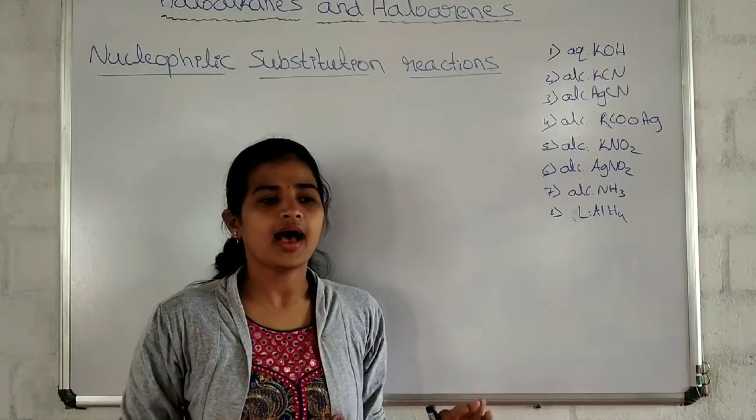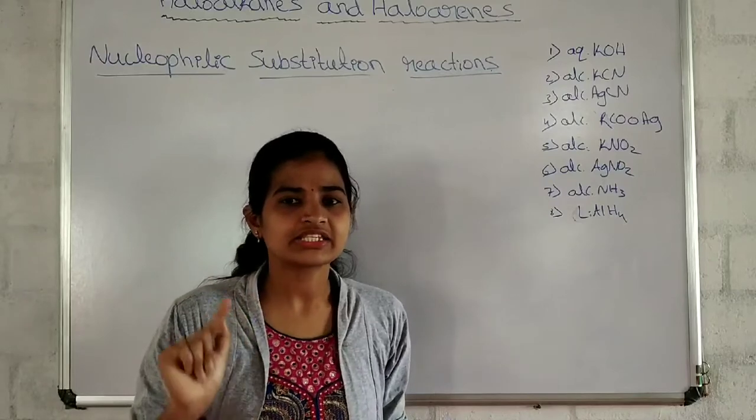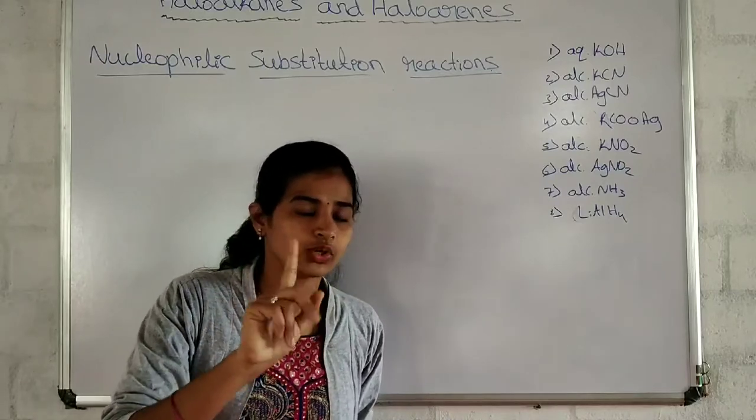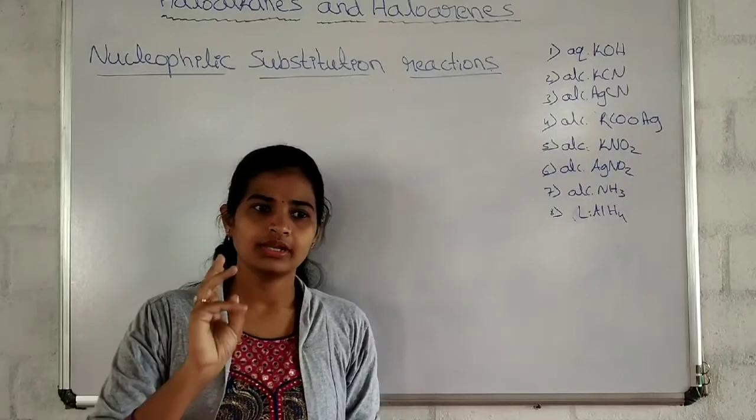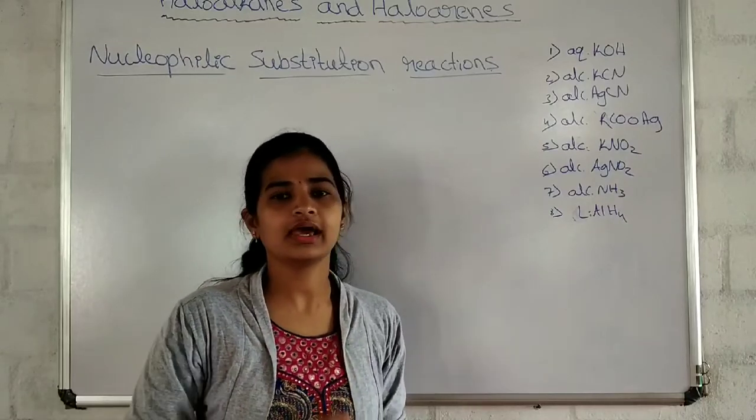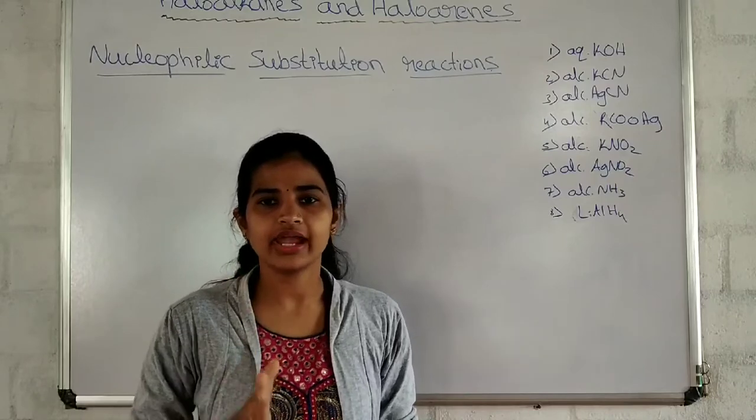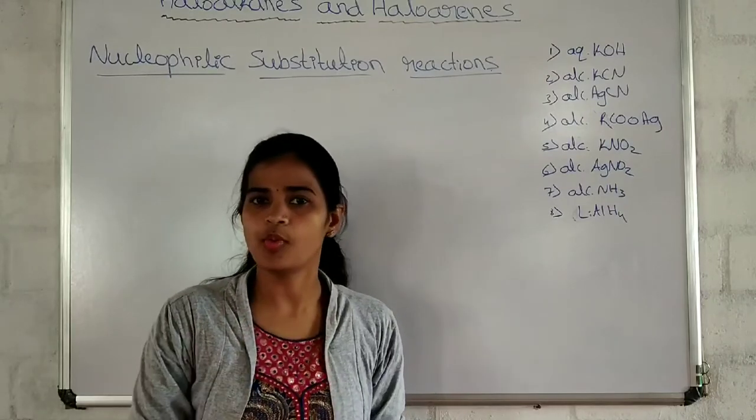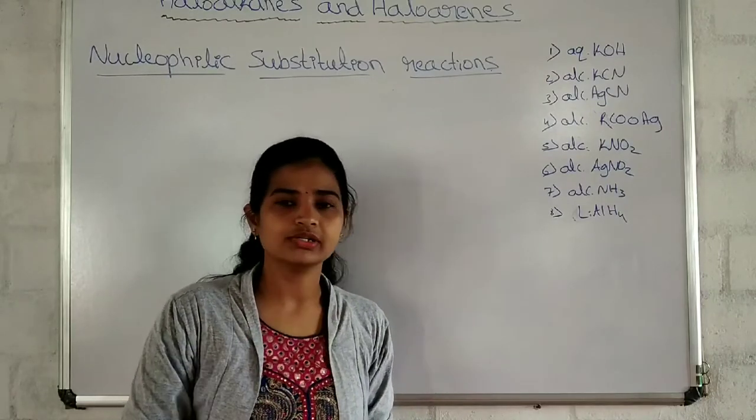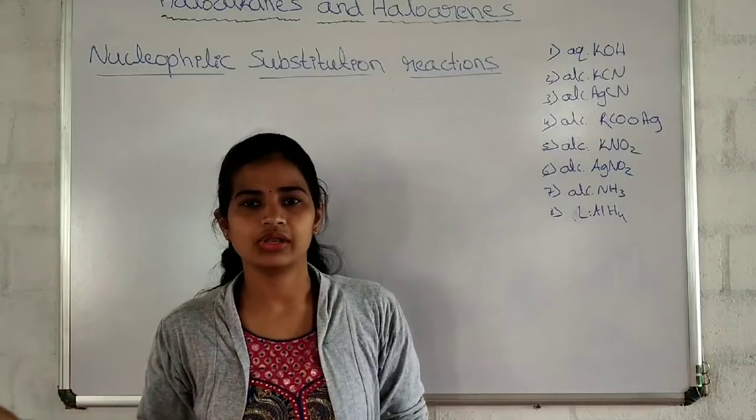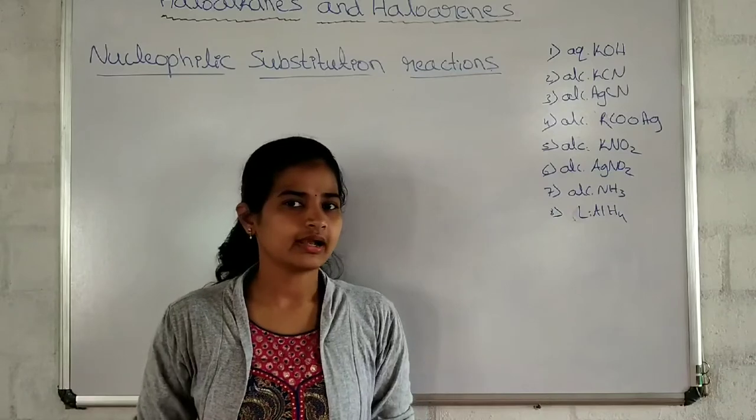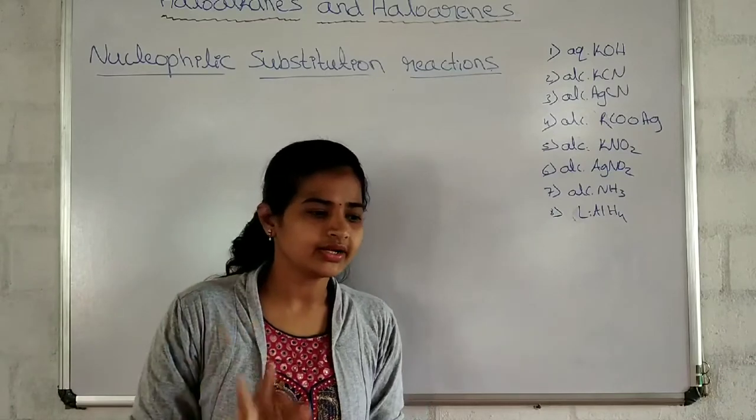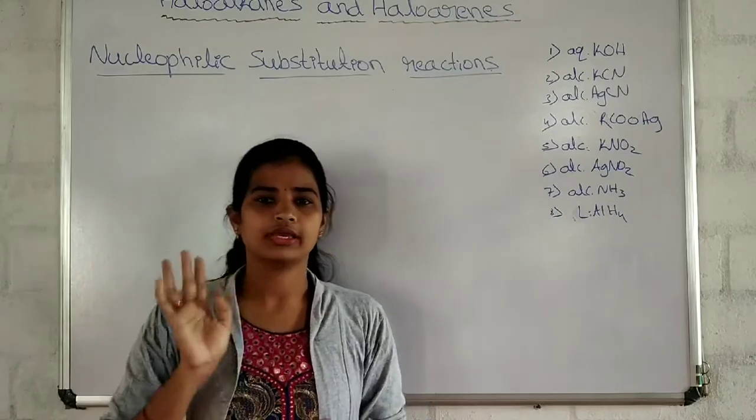As the rate determining step includes two molecules, one is a nucleophile and another one is alkyl halide, it is called a bimolecular mechanism or bimolecular reaction. Is that clear?